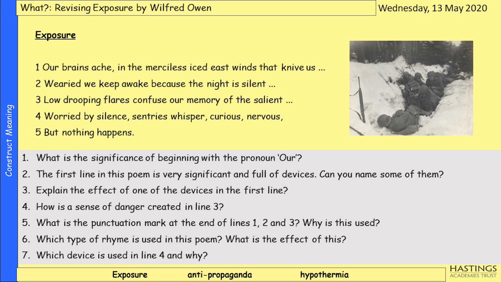This time we can think about the sibilance as reflecting the sound of the wind, as we did earlier, or it could also be reflecting the whispering soldiers. So the word "silence" there links back to the word "silent" in line 2, and the repetition of this reinforces the effects of the silence within the trenches. It is a tense silence as opposed to a comforting one.